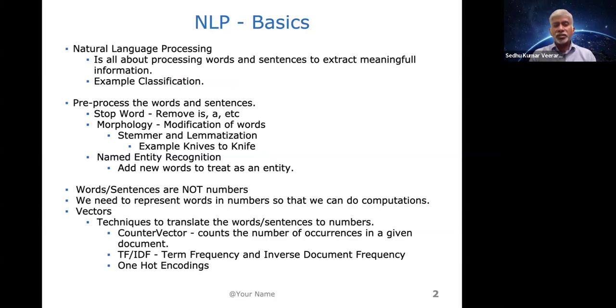Words and sentences are not numbers. We need to represent words in numbers so that we can do computations. The techniques to translate the words and sentences to numbers are listed below. The count vector counts the number of occurrences in a given document. The TF-IDF, the term frequency and inverse document frequency formula, and one-hot encodings.